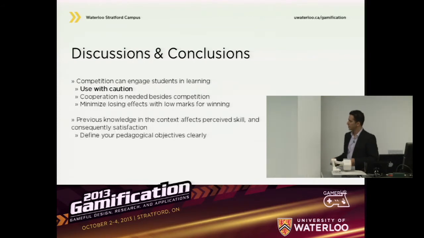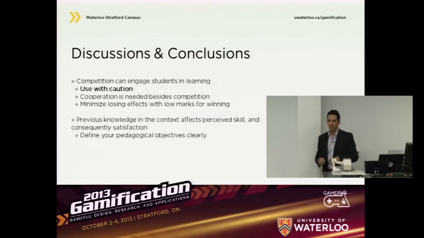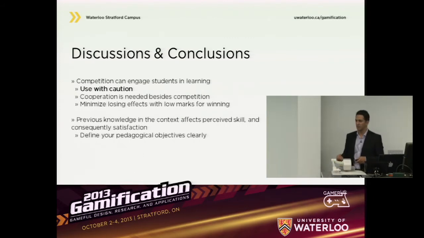And previous knowledge in this context was affecting their perceived skill. So people who had more knowledge in the context thought that they're more skilled in playing with this system. So when you want to design a learning system, a gamification system, we would say that you need to define your pedagogical objectives very clearly and make sure that other factors are not affecting what you want to teach a student.